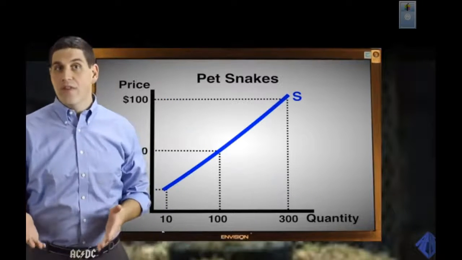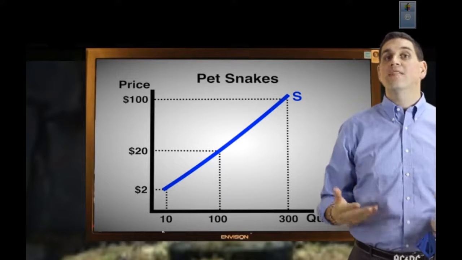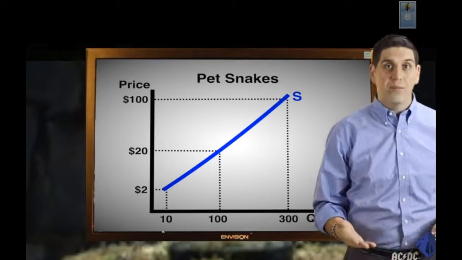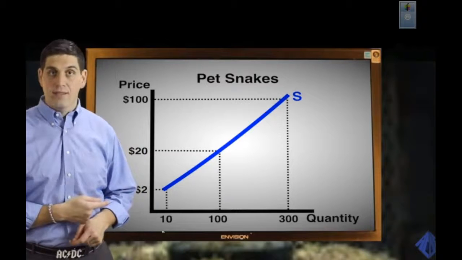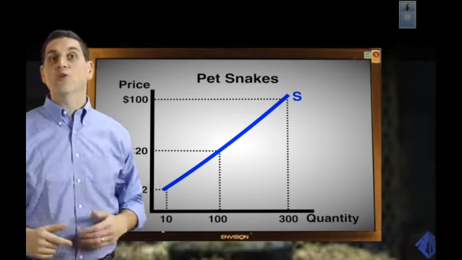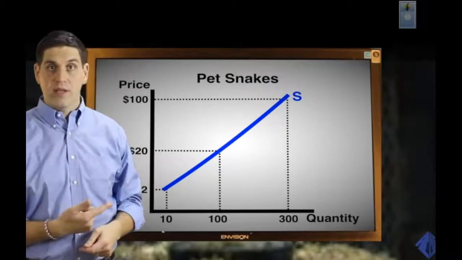The supply curve, on the other hand, is upward sloping. It takes time, energy, and money to breed, raise, and sell pet snakes. At a low price, sellers wouldn't want to sell very many snakes because it's not profitable. So at a low price of 2, the quantity supplied would only be 10 snakes. At a high price of $100, sellers would have more incentive to bring a bunch of snakes to the market.